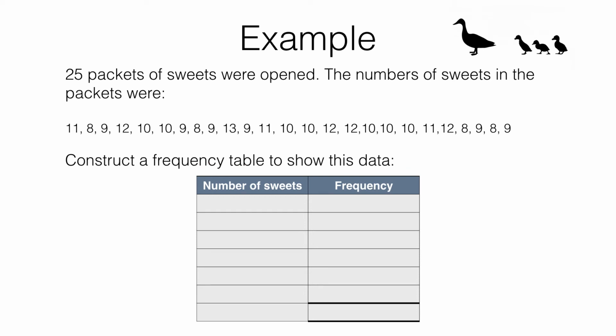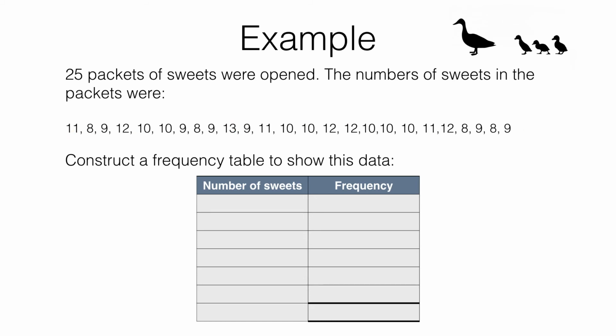Now, this type of question confuses some students because we end up having numbers in both columns. It's not like we have colours or something like that in the left-hand column and how many of each. We've now got the number of sweets possible in each packet and how many of those we had altogether. So let's have a look at how to do this. First of all, notice that every single one of these 25 packets, the first, the second, the third, the fourth, all the way up to the 25th, had between 8 and 13 sweets.